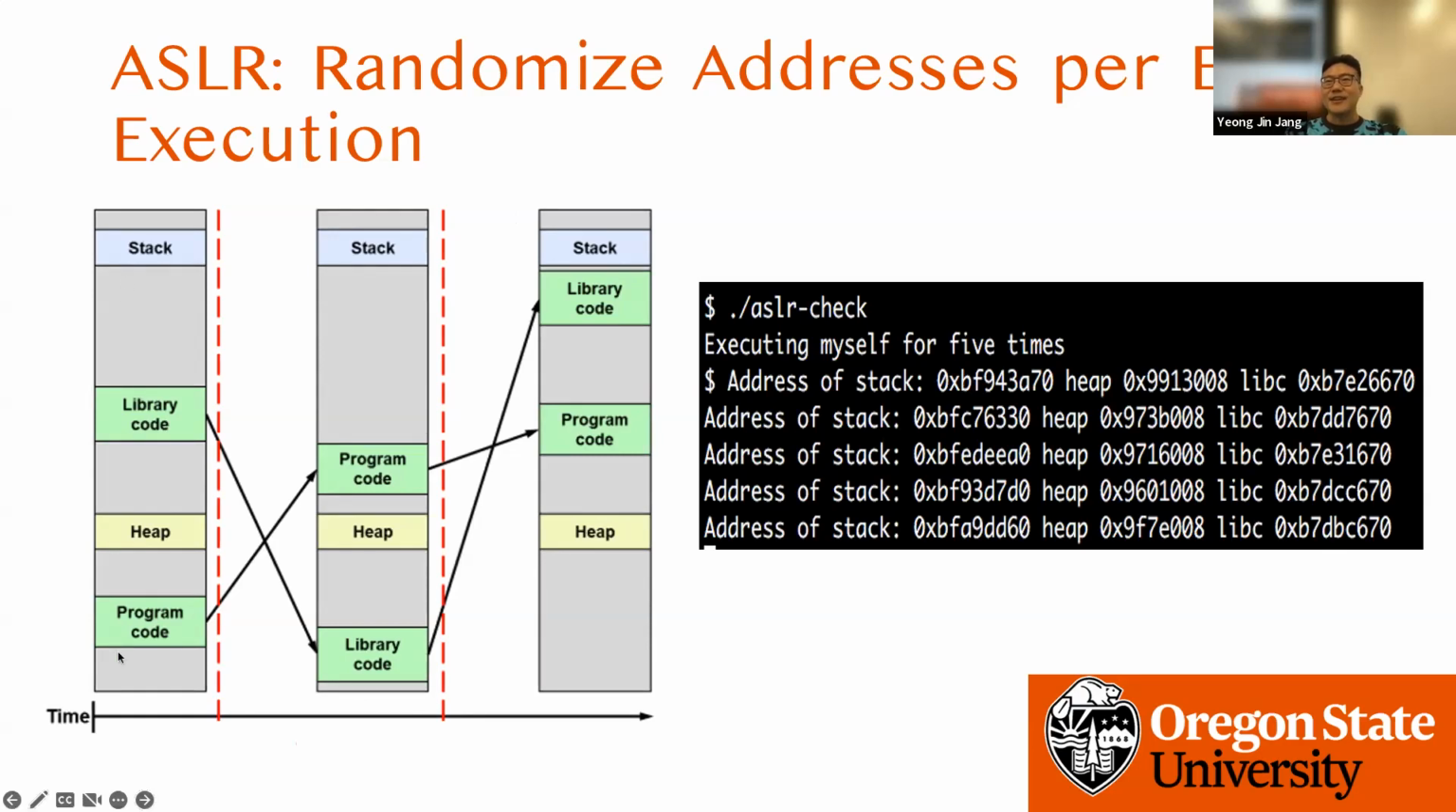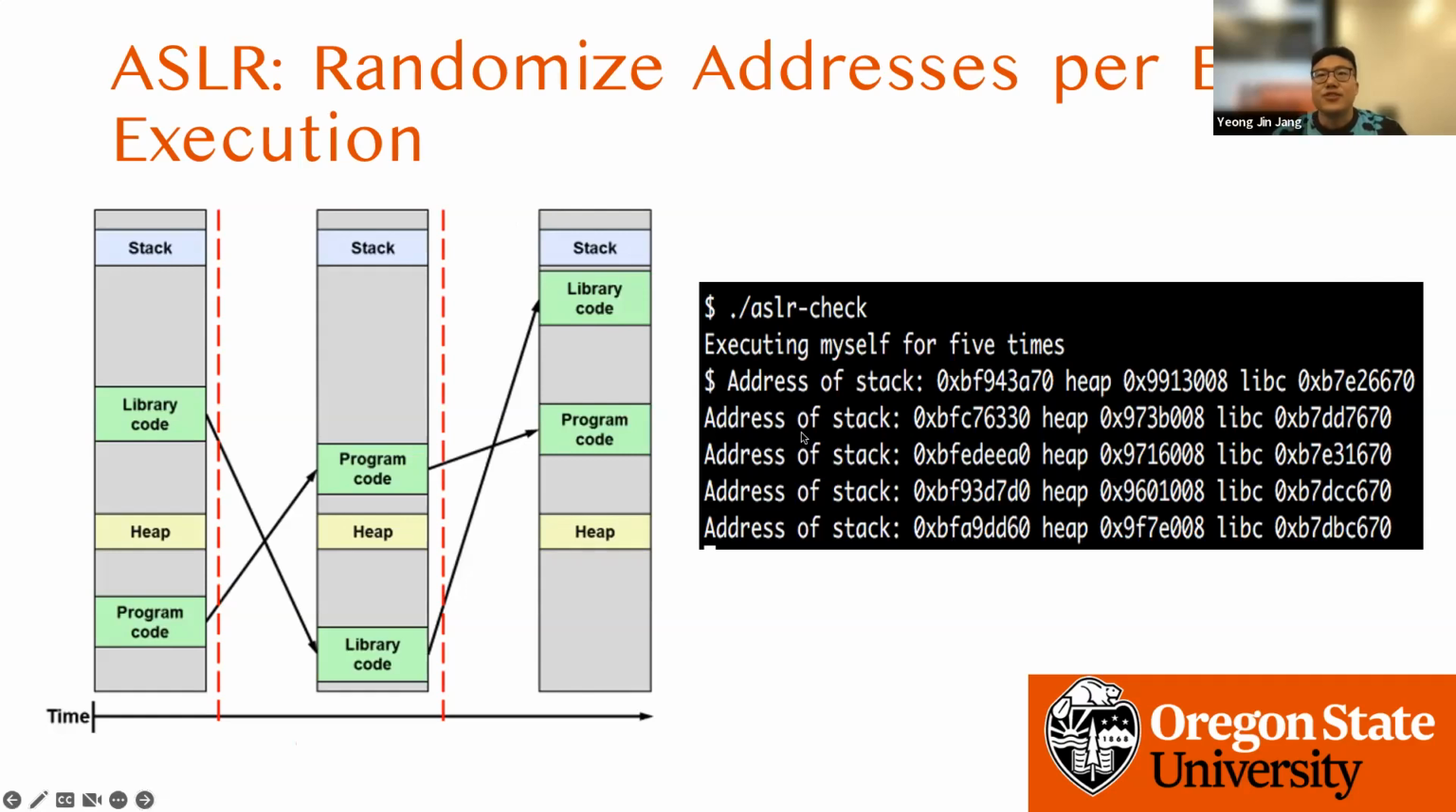But after we had ASLR in the kernel, every time you execute the program, you can regard this red line as one execution. If you run the program again, the kernel shuffles the base address of each region. Right now the stack is not randomized at all, but the stack is also randomized. So you can think of it as there are 4 different regions, and they are shuffled each time you execute the program.